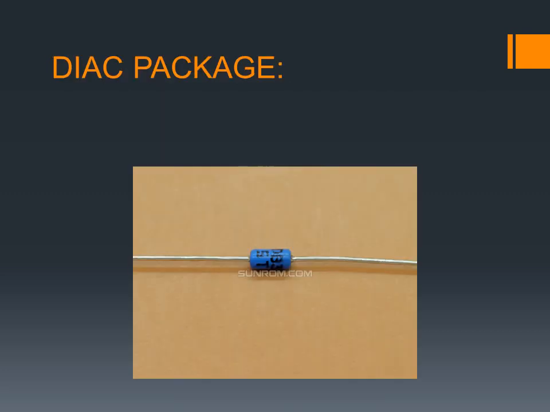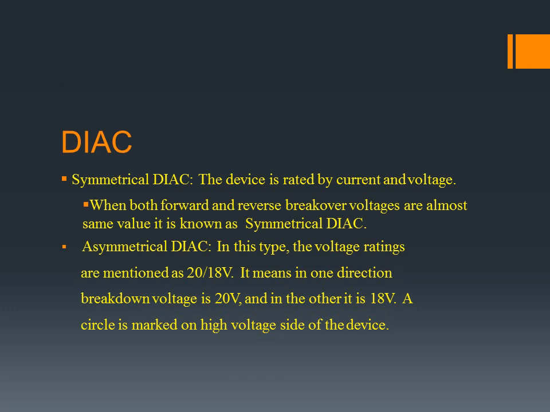Here you can see how the diac looks like. The diac is available in the series as DB3 and DB4. The main difference between the DB3 and DB4 is the breakover voltage, okay, depending on this breakover voltage, this diac series is classified. Now there are again two types of diac, the symmetrical diac and asymmetrical diac.